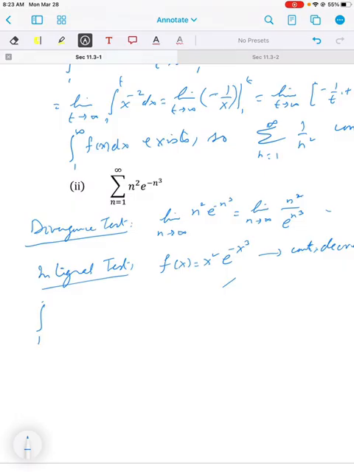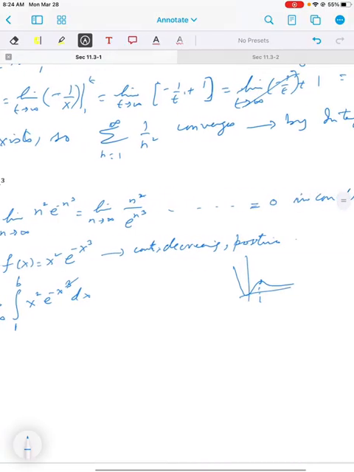So we now look at the integral from 1 to infinity of x squared e to the minus x cubed dx. So this is going to be the limit as b goes to infinity. Now you don't have to put t there, you can put any variable, any letter which is different than the letter being used inside here. So the integral from 1 to b of x squared e to the minus x cubed dx.